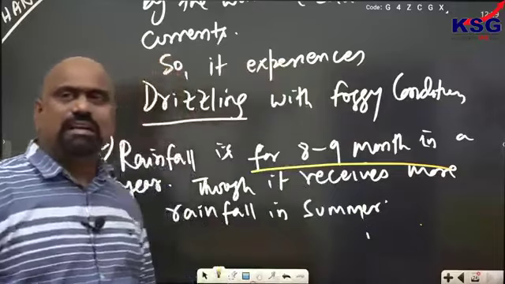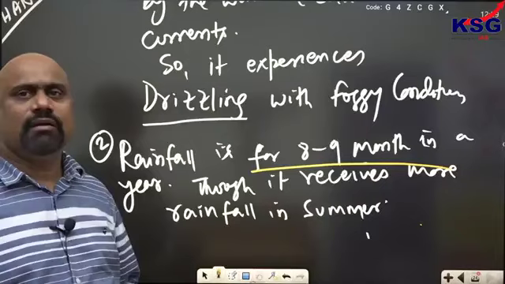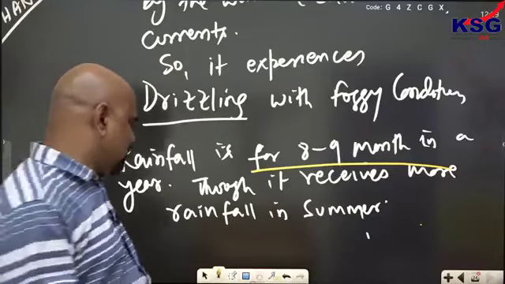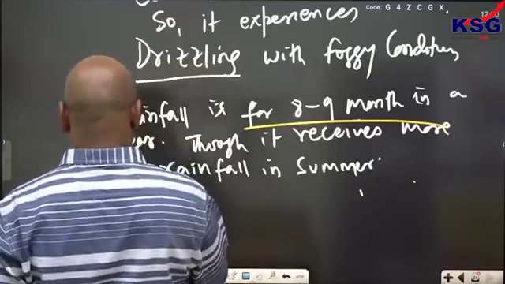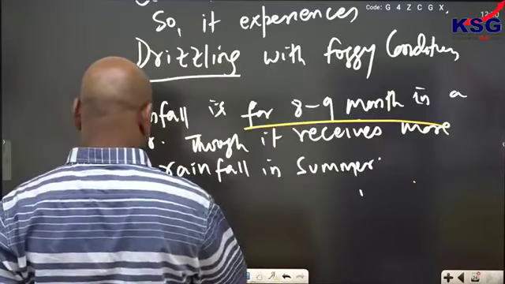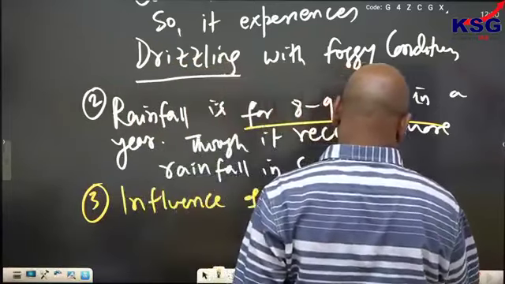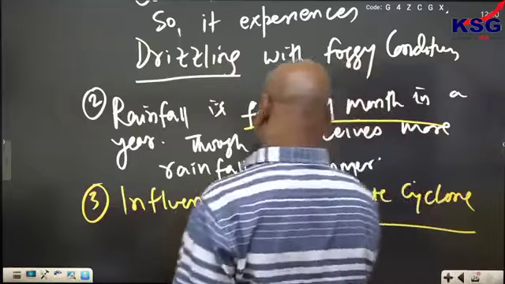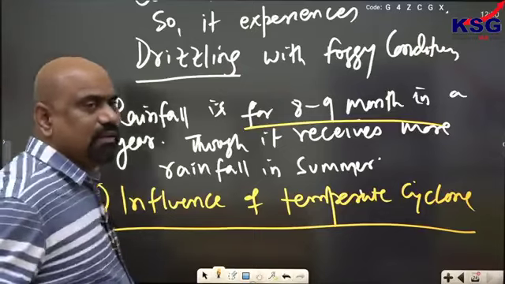अच्छा, ये जो होगा ड्रिजलिंग होगा, समर में ज्यादा बारिश होंगे, and sometimes even temperate cyclone also influence. Sometimes we have the influence of temperate cyclone also there. Temperate cyclone in the winter, early winter you have the temperate cyclone also. You will have the temperate cyclone also impact here in these regions.